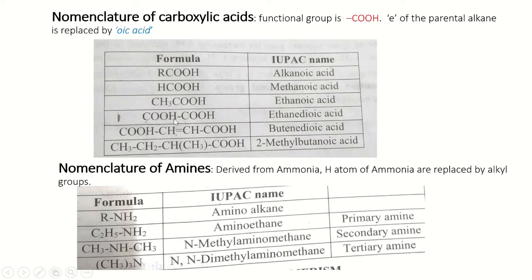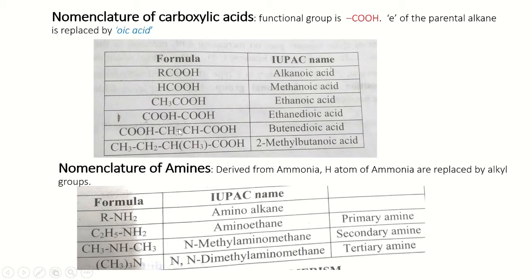Here COOH and COOH, there are two acid groups and two carbon, 1 and 2, two carbon with two acid groups. So how do we name it? As ethane dioic acid. That means di means two, oic acid, two acid groups are here. So ethane dioic acid. And see, 1, 2, 3, 4, total 4 carbon, that means butane. And how many acid groups are here? 2. So, butane dioic acid.